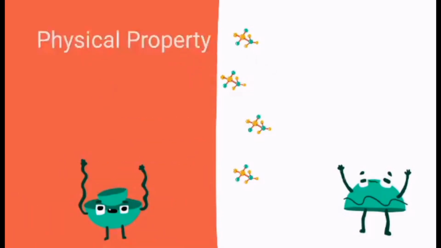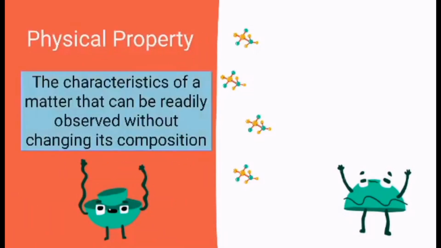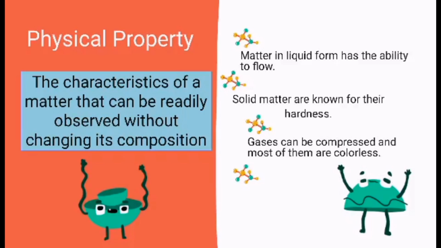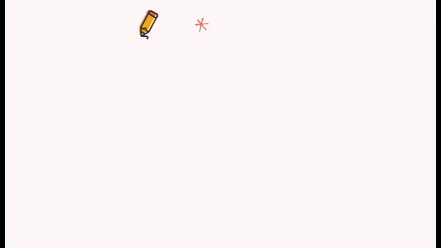Let us start with the physical property. Physical property is the characteristics of a matter that can be readily observed without changing its composition. Some physical properties are specific to each phase of material. Matter in liquid form has the ability to flow. Some solid matter are known for their hardness. Solid materials have different levels of hardness. Some are hard, while others are soft. Gases, on the other hand, can be compressed and most of them are colorless. Now let us identify what are those physical properties.